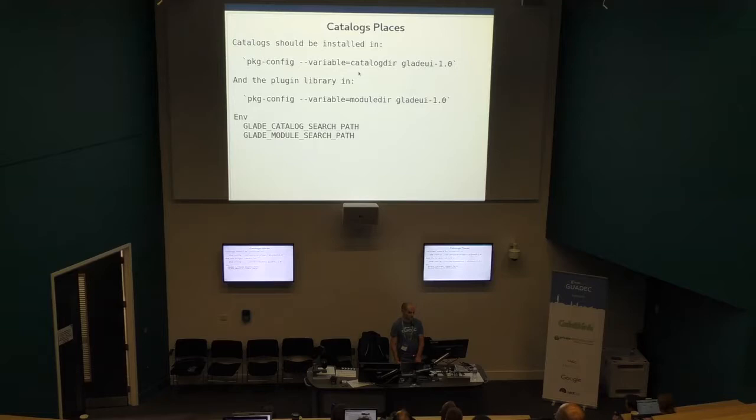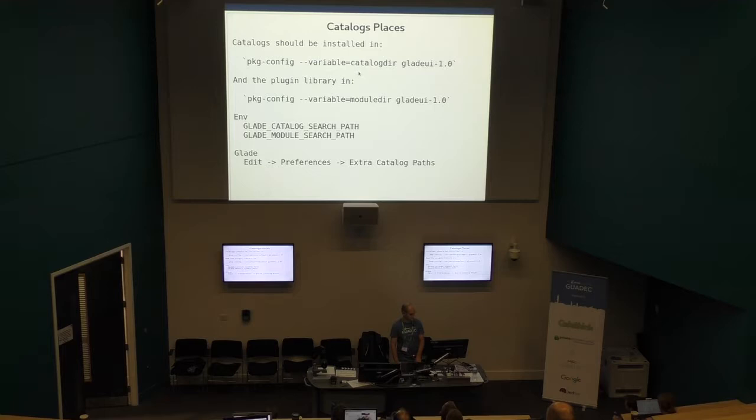And an even easier way for a short catalog: you can go into the preferences dialog of Glade and add any catalog path you want in the UI directly. But once you do that, you have to restart Glade to pick up the new catalog.